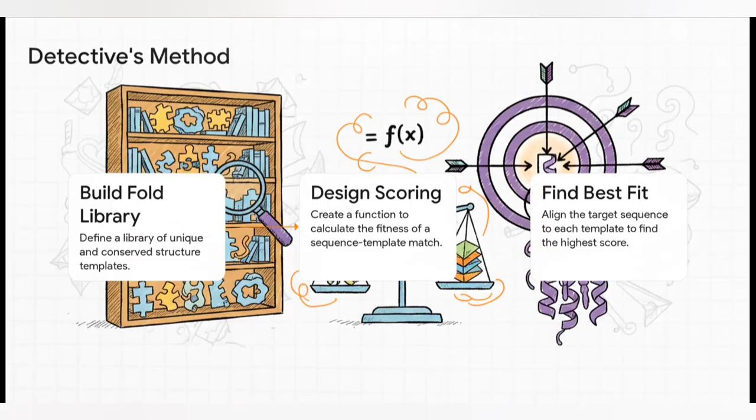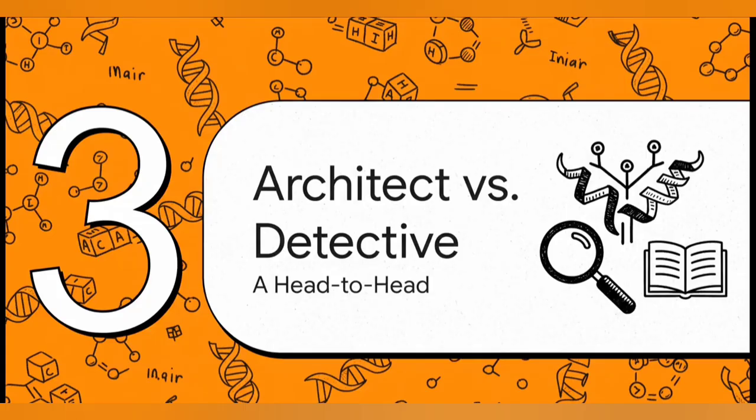And the detective's method? Well, it's also 3 steps, but it's a completely different game. First, you build that library of known folds. Second, you have to design a scoring system that can tell you how good the fit is between a sequence and a shape. And finally, you basically try on every single outfit. You thread your new sequence through every single one of those 1,400 folds to find the one with the best score, the perfect match.